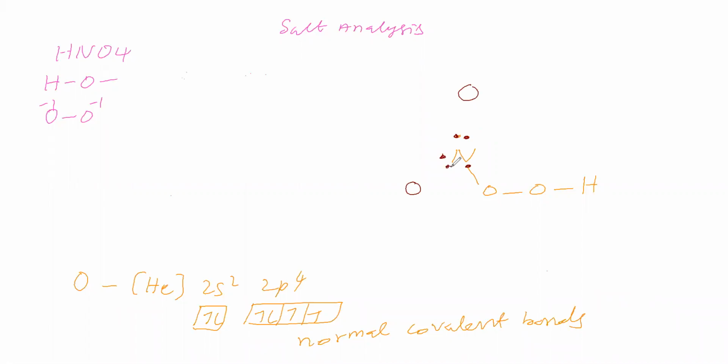This nitrogen can make a bond in what way? You see, nitrogen is having 2s2 and 2p3. These three electrons will make normal covalent bonds. These two electrons will make a dative bond.